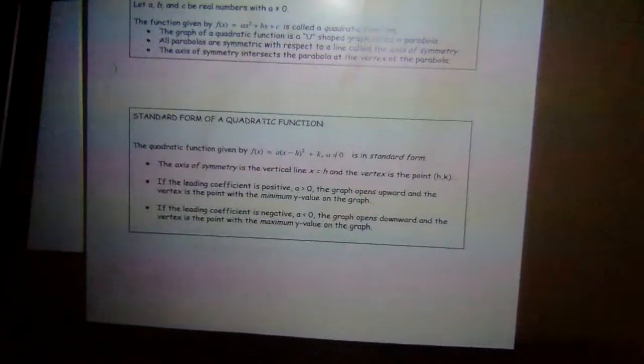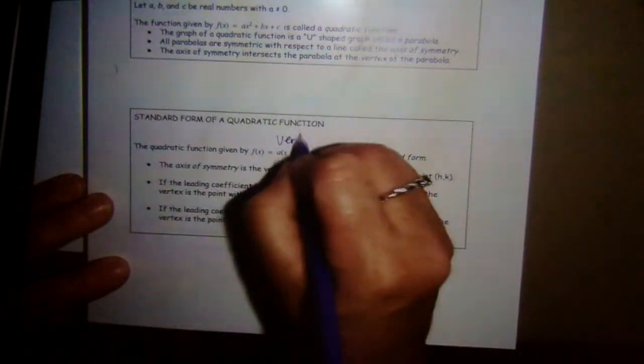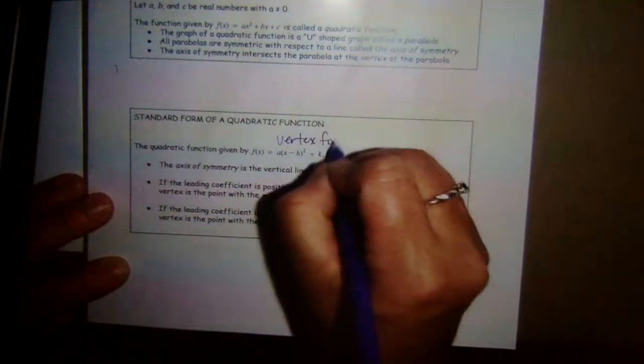The quadratic form, I would call this vertex form myself. The axis of symmetry is x equals h. The point h comma k is your vertex. If a, your leading coefficient, is positive, it opens up. If it's negative, it opens down. All of this should be a review from Algebra 1, Algebra 2.